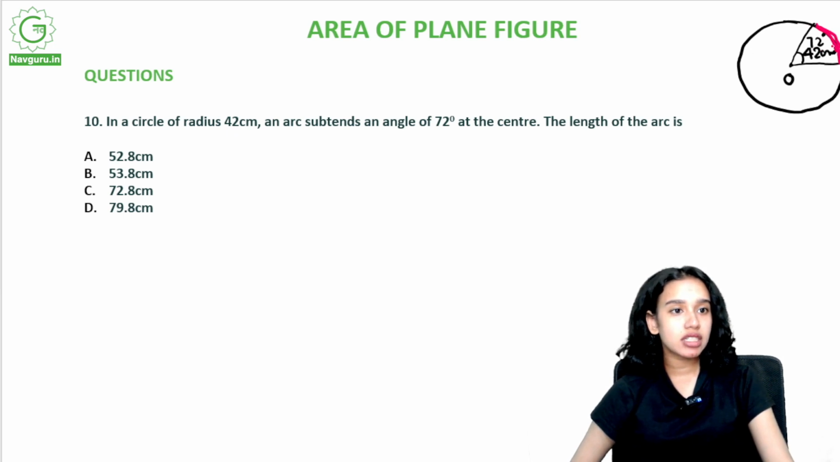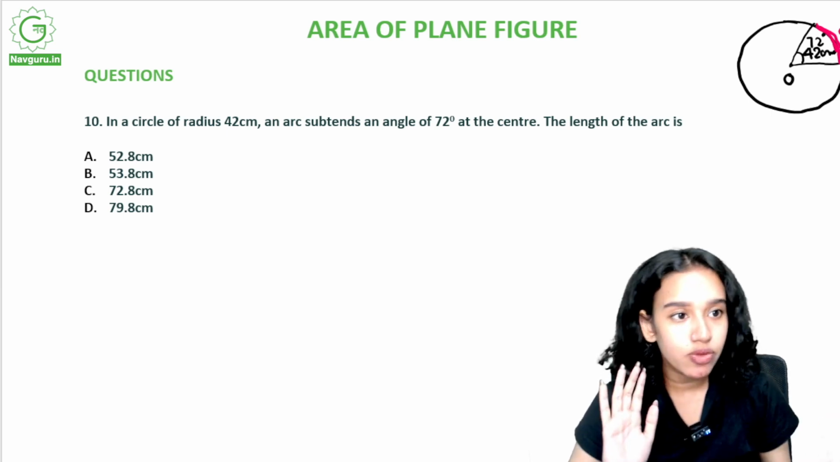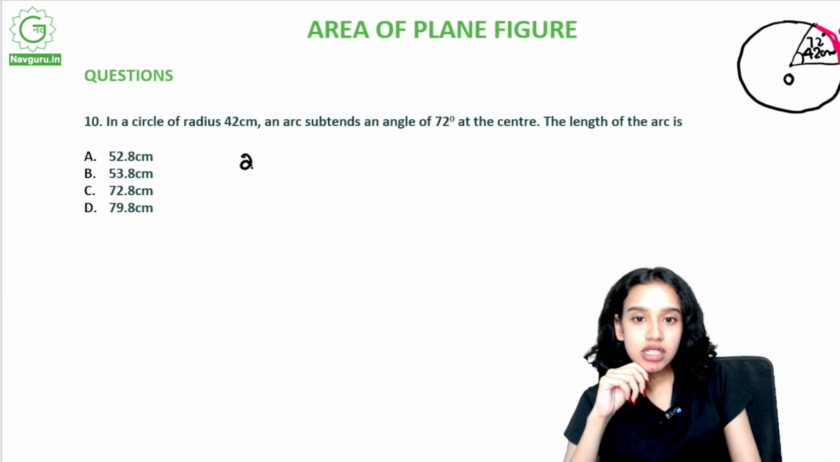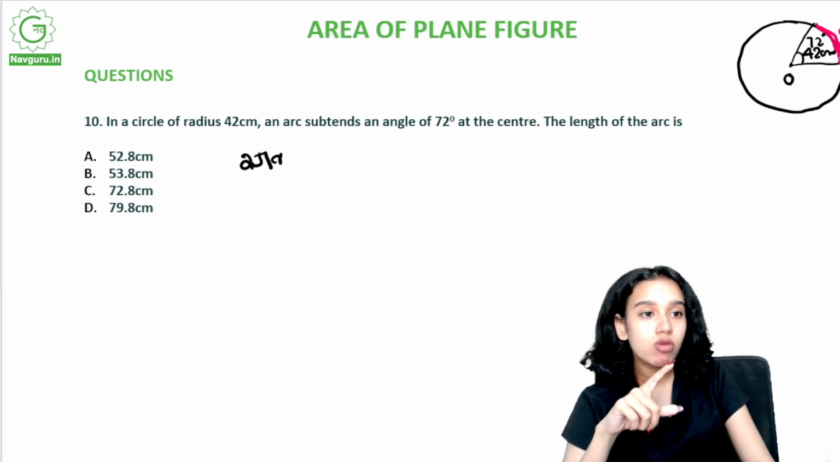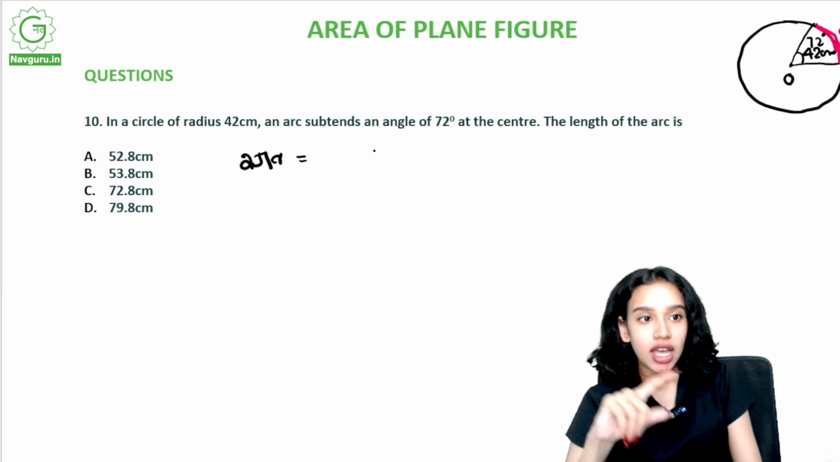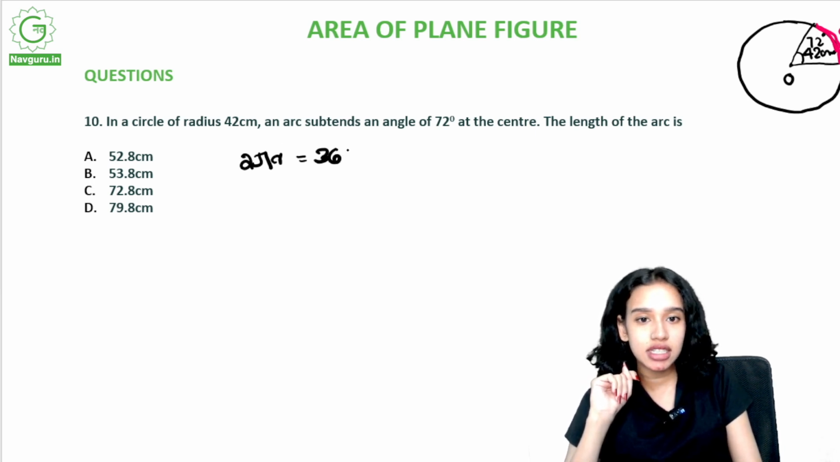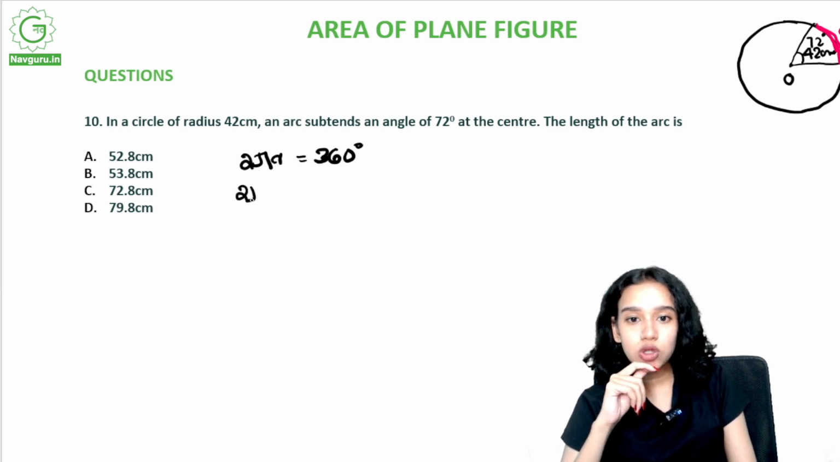The length of the arc is, so we have to find the arc length, right? Now what do we do here? So we know that the perimeter of the circle is equal to 2 pi r, right? Now the length of the arc means how much portion of the circle is this. So the total portion is 2 pi r. And what is the angle for the total portion? That is 360 degrees, right? Now 360 degrees means 2 into pi into, what is the radius of the circle? 42.